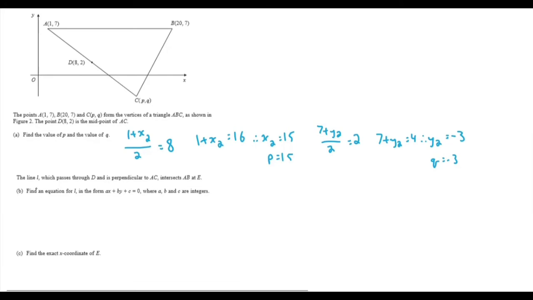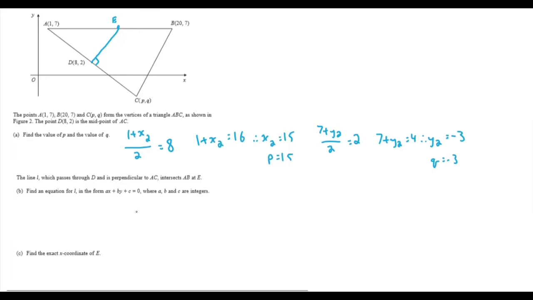Now then, line L, which passes through D and is perpendicular to AC, intersects AB at E. So there'll be some kind of straight line coming out here at a right angle, and that cuts here at whatever this point is. Find the equation for L in the form ax plus by plus c equals 0, where a, b, and c are integers. So that's just what I was saying before about how they can specify the form they want you to rearrange your equation of a line into.